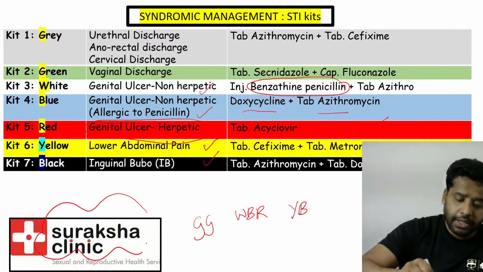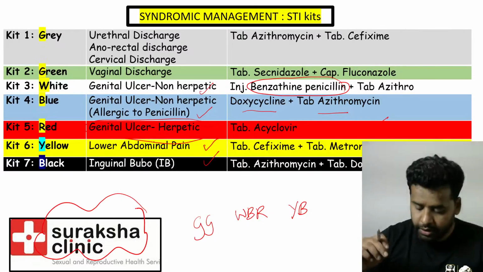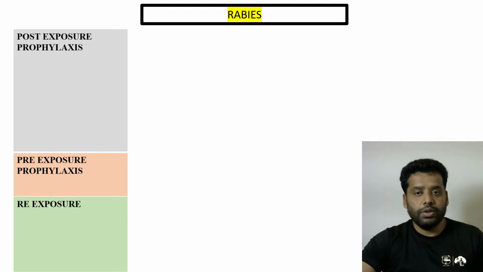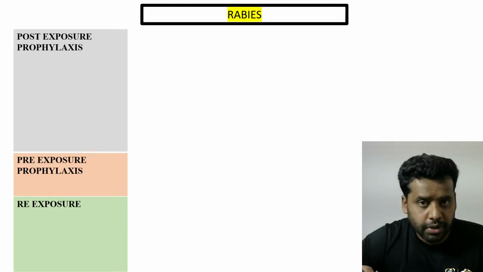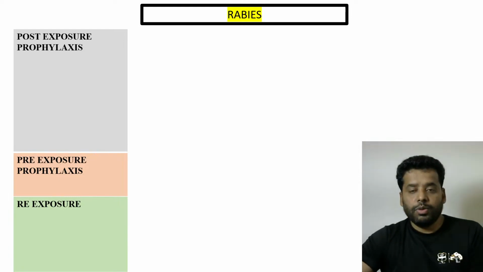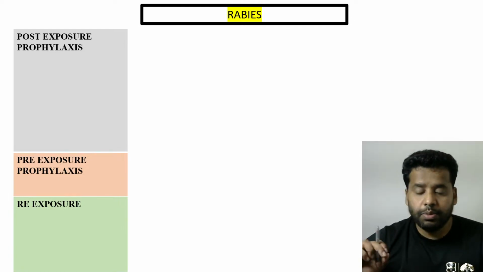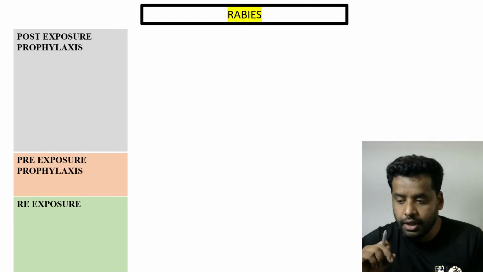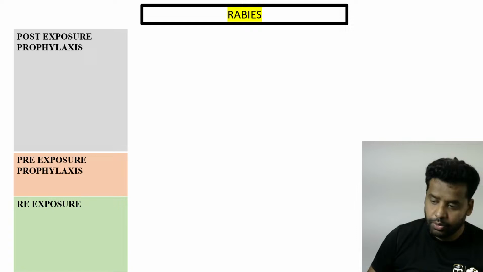Suraksha clinics, STI management. Now rabies, very important guidelines you should know: post-exposure prophylaxis, pre-exposure prophylaxis and re-exposure prophylaxis. After exposure, remember the words properly: after exposure, that is post-exposure.